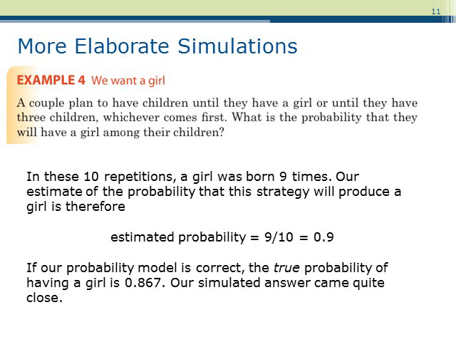So, based on the results of our simulation, we would estimate that the probability that the couple will have a girl with this strategy is 9 out of 10, or 0.9. If our probability model is correct, the true probability of having a girl is 0.867. Our simulated answer came quite close.